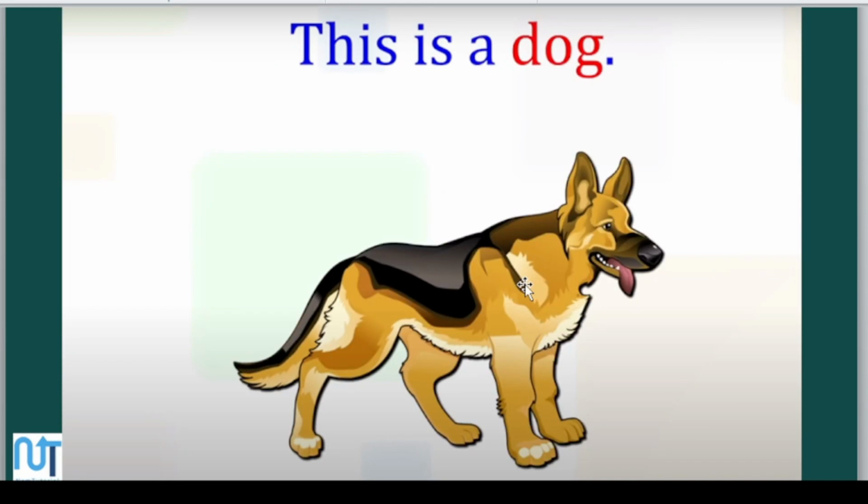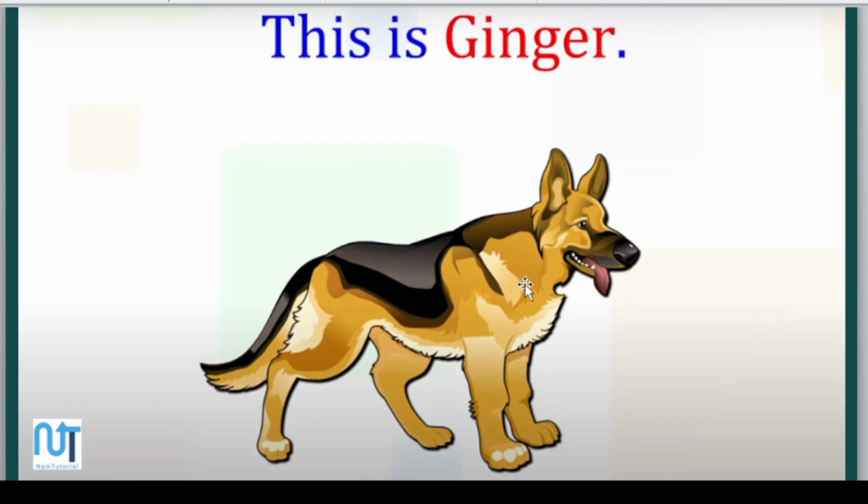Let's take an example of an animal. This is a dog. Hey, which dog am I talking about? We don't know. We have many dogs. So, dog is a common name, a common noun. But if I say this is Ginger, I'm talking about my pet Ginger. He is so naughty. Ginger is a specific name of my dog. So, Ginger is a proper noun.